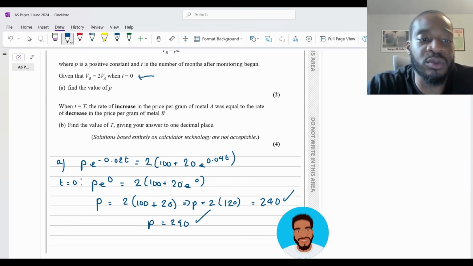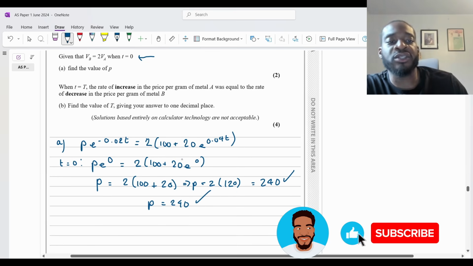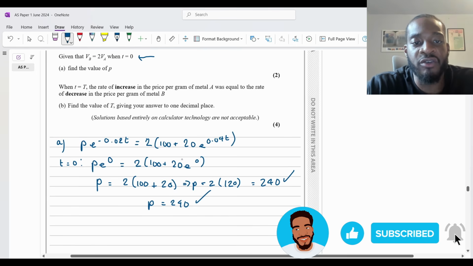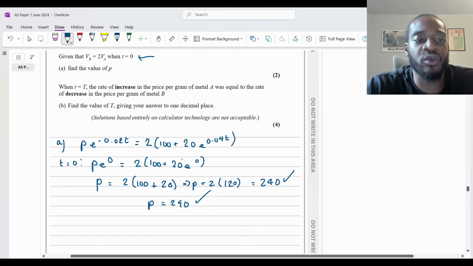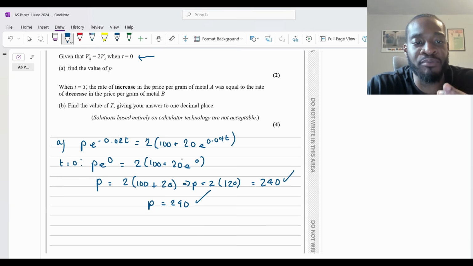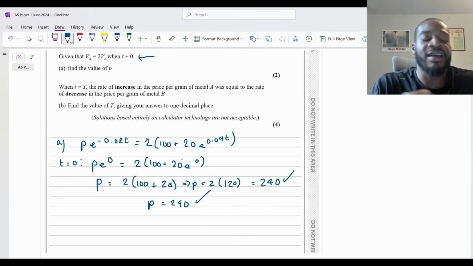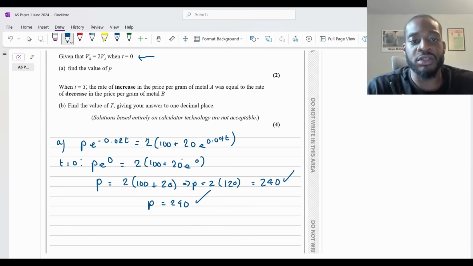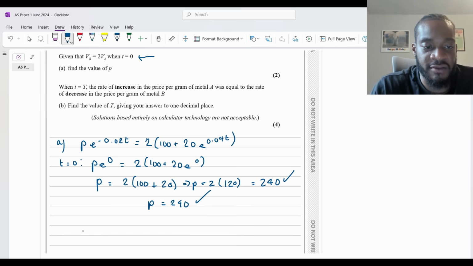Part B, it says when t is equal to capital T, the rate of increase in the price per gram of metal A was equal to the rate of decrease in the price per gram of metal B. Find the value of capital T, giving your answer to one decimal place, for 4 marks. Now, you can't use your graphical calculator for this one. So, what do we want to do?